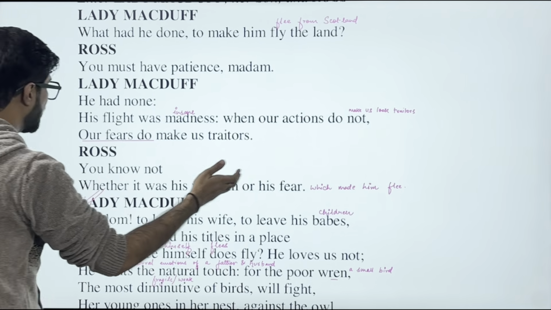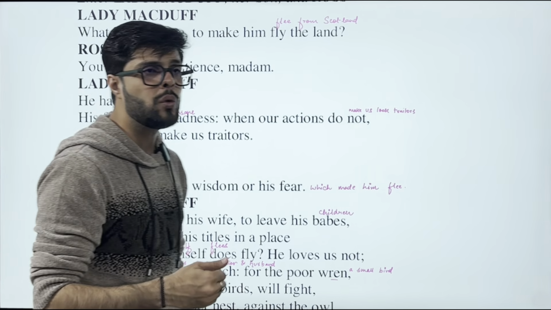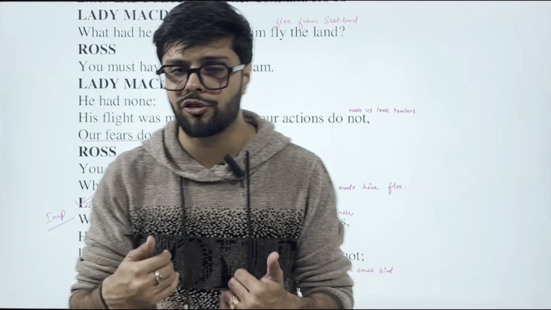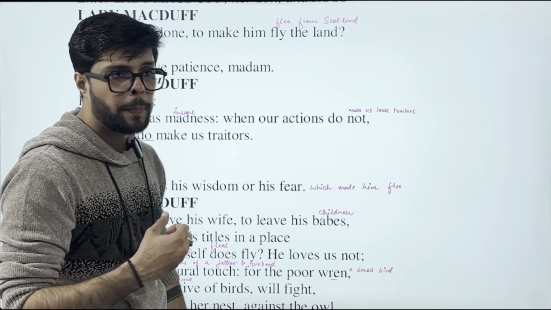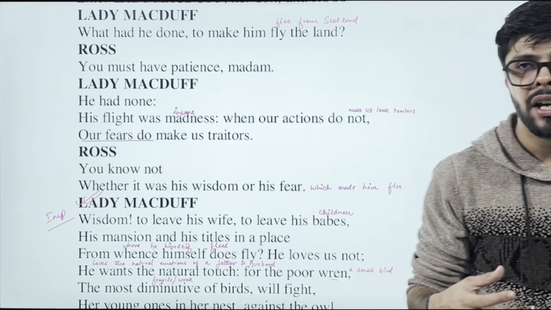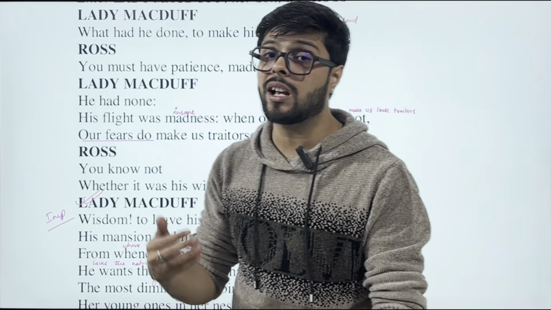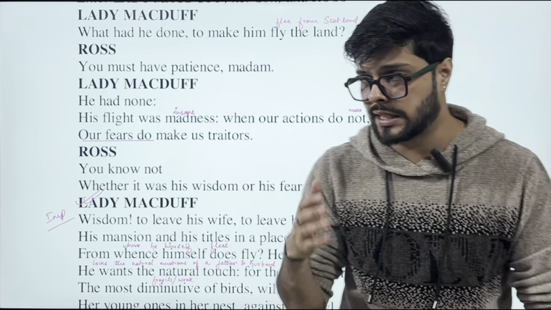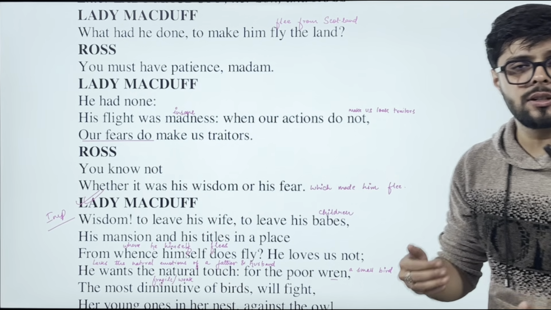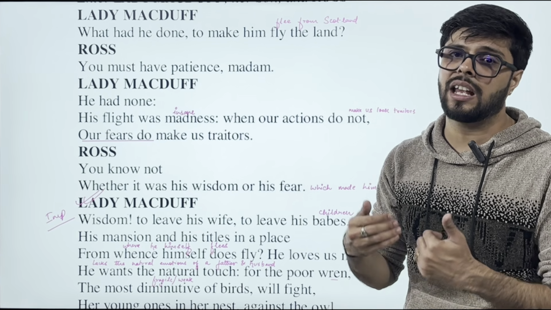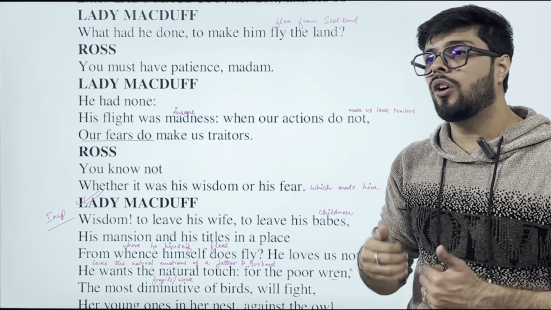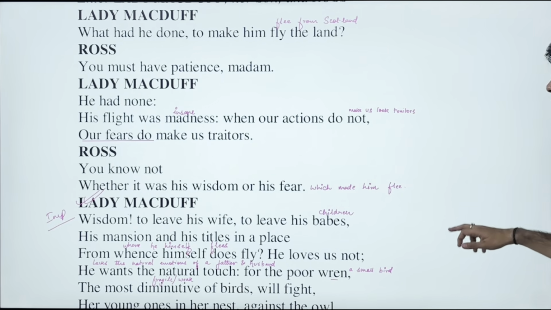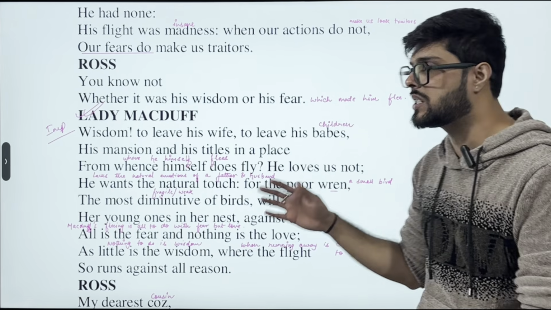When our actions do not, our fears do make us traitors. Even when we actually are not traitors, when our actions do not make us look like traitors, at times, out of our impulse, out of our fear, we take such steps which make us look like traitors, even if in reality we are not traitors. So the decisions or actions taken in a fit of impulse or fear do make us look like traitors. Traitors, that is, dhokebaz.